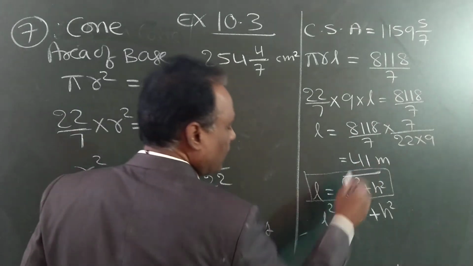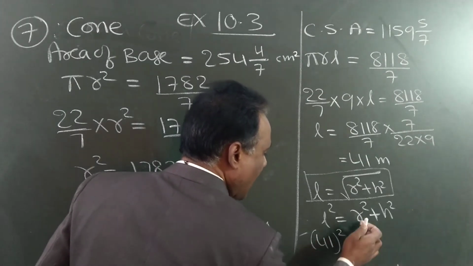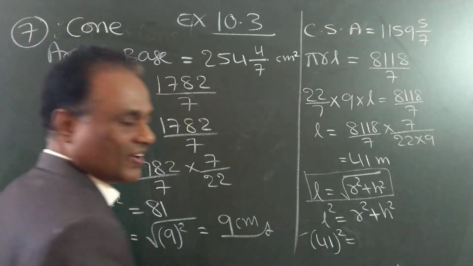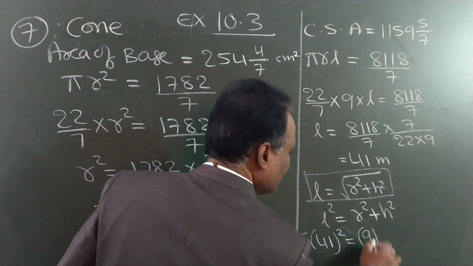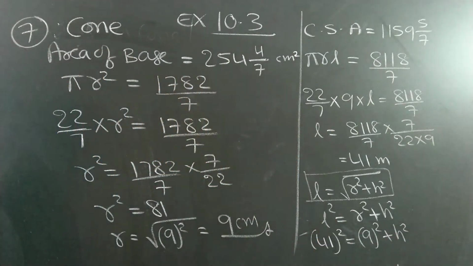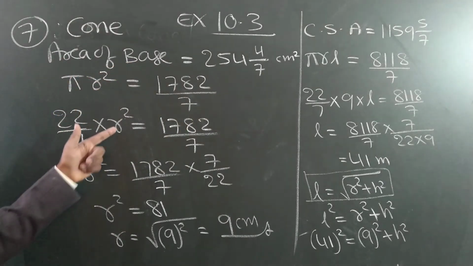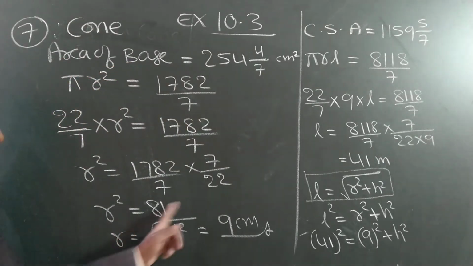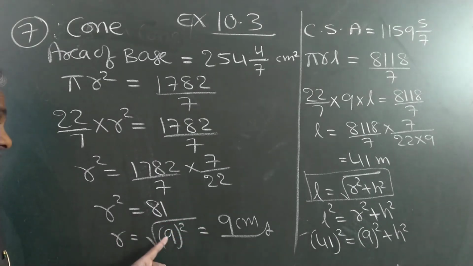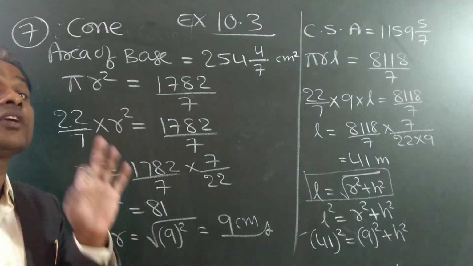L is 41 square, r is 9 square plus h square. So from this we have to find h value. Write down, students. So area of base formula pi r square, pi is 22 by 7, we got r square is equal to 81, r is equal to root of 81. Root 81 is, 81 can be written as 9 square, square root cancels, 9. We got r, we require h.